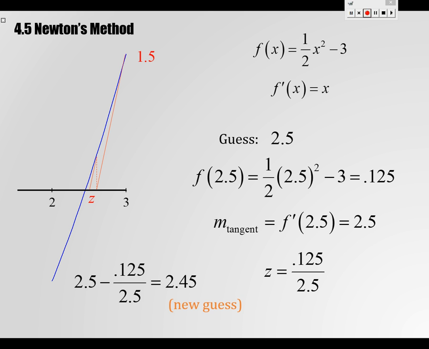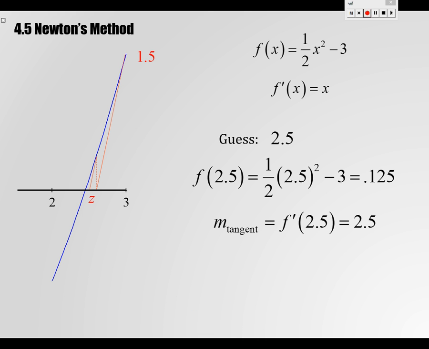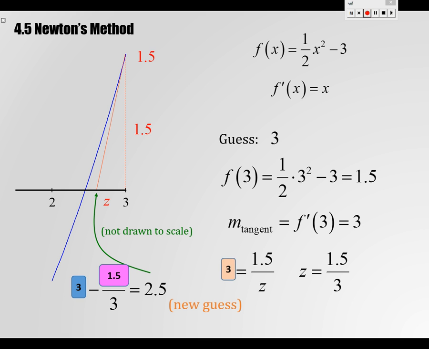Why do you put the y over the slope? Okay, let's go back to the previous slide because I have it there. Do you know the slope of this line? I think it's 3, right? We calculated it using the derivative. And do you know the rise? The only thing you don't know is the run, right?